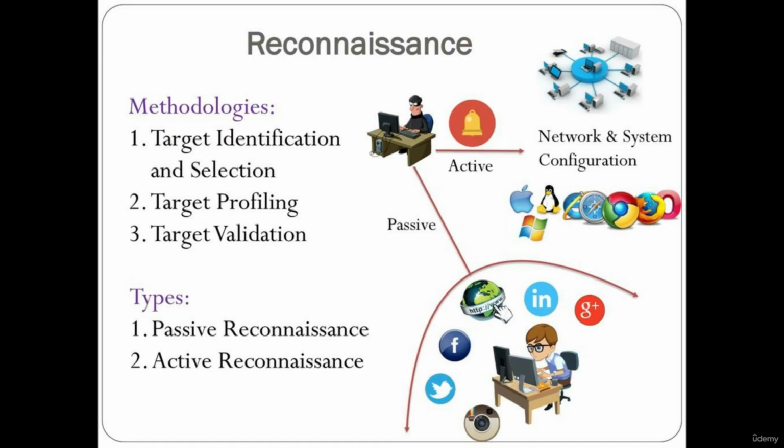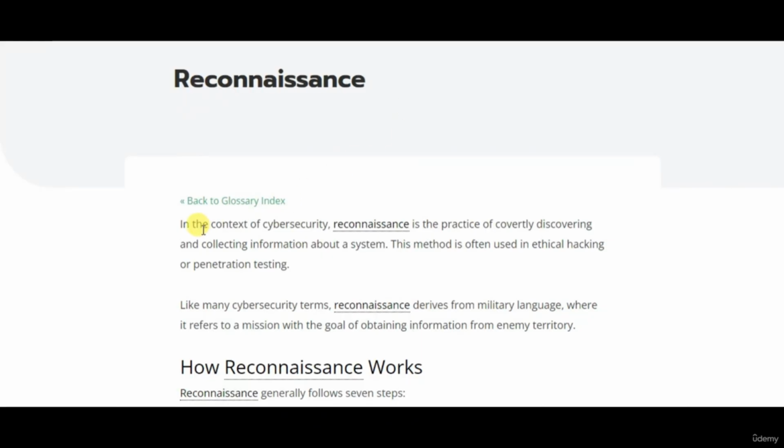There are two types of reconnaissance: passive reconnaissance and active reconnaissance. Active reconnaissance is network and system configuration related, and passive is website and web application related, and active is operating system related, just like this.